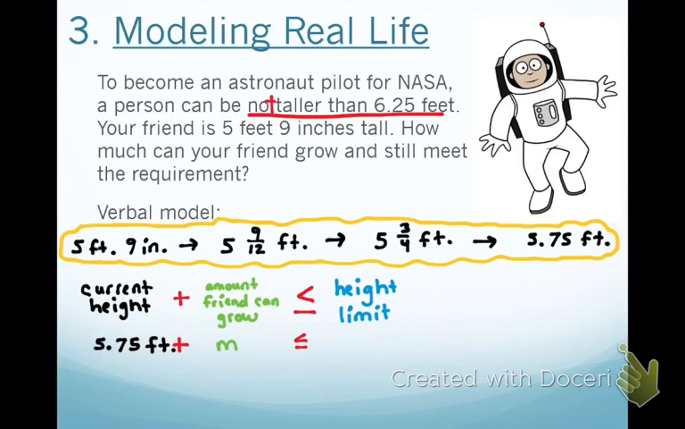Abby, do we know what the height limit is? Like how tall they're allowed to be? What is it? 6.25 feet. So everybody write that down. Now you can see we do have a modeling real life problem here that looks very similar to the problems we've been doing today. Our goal, as always, is to get the variable by itself. Regan, what do I have to do to get that variable by itself? How do I get rid of that 5.75?